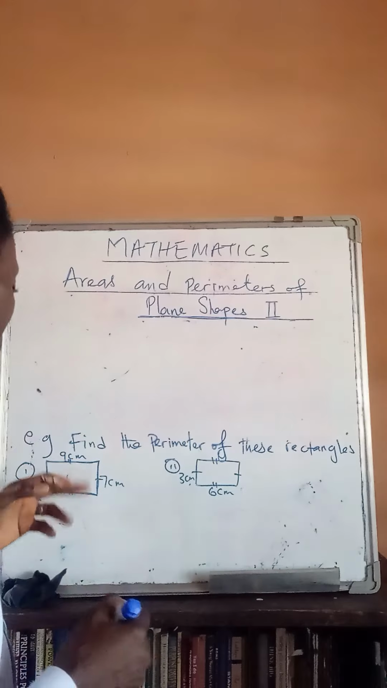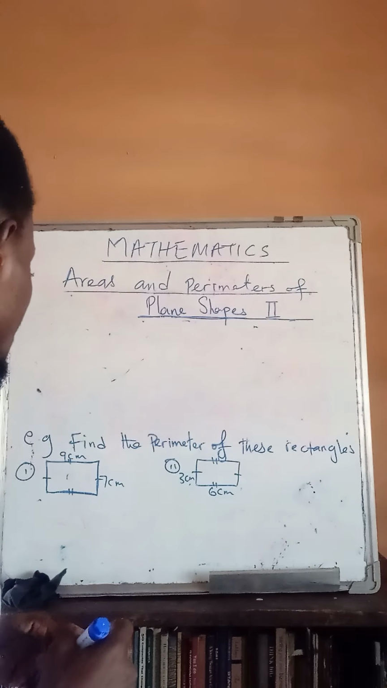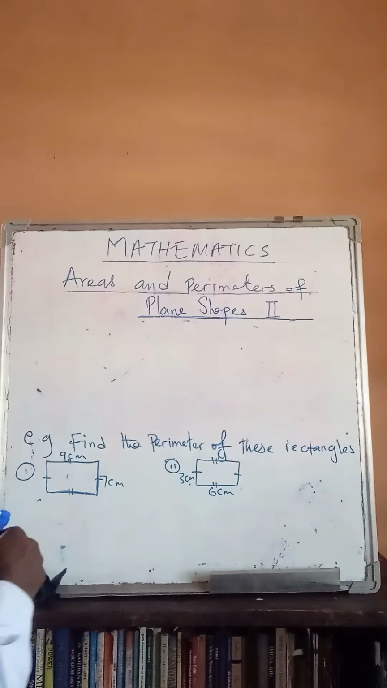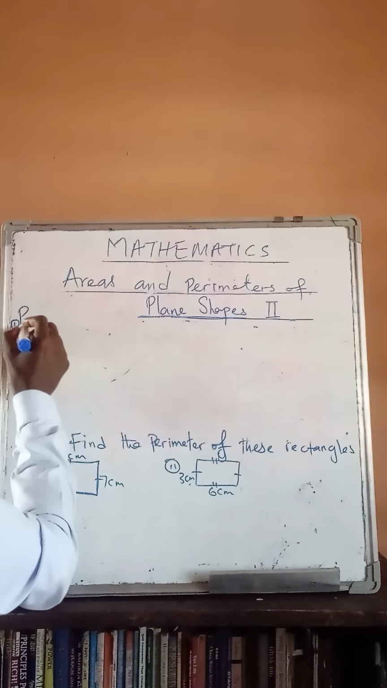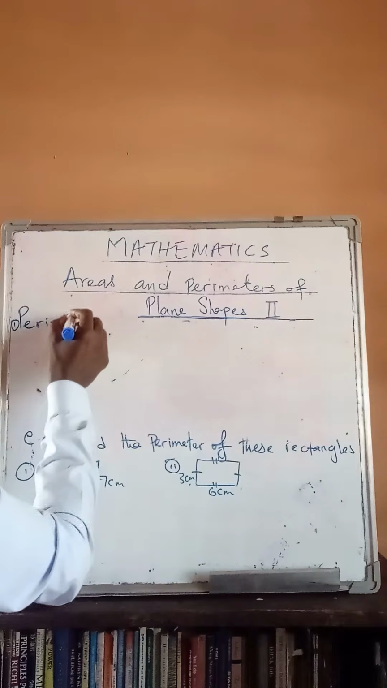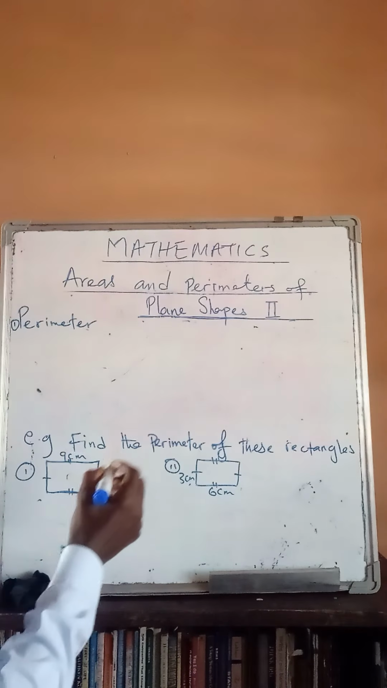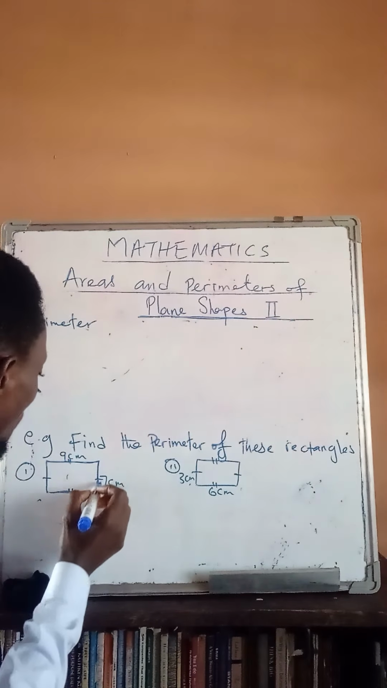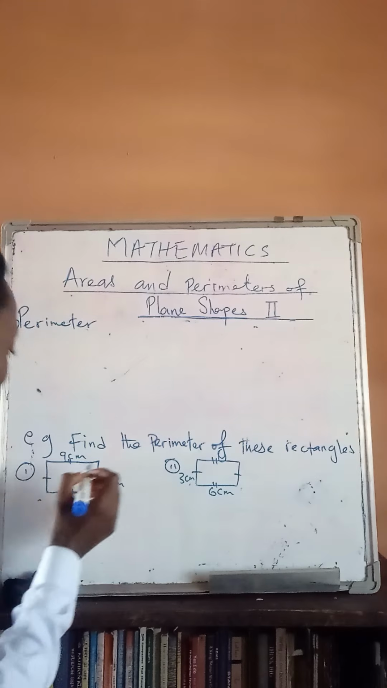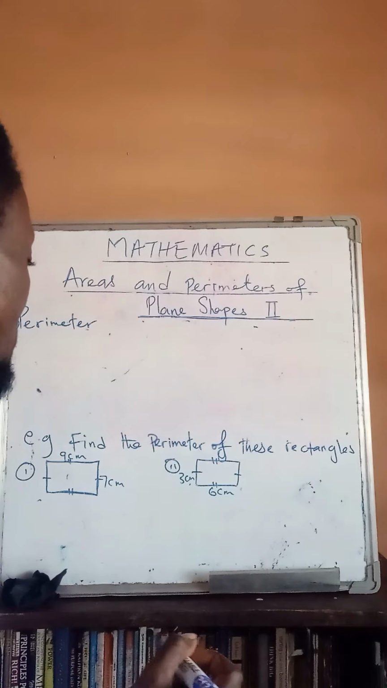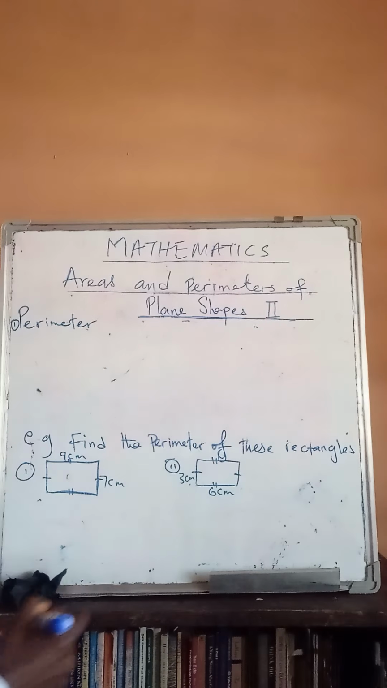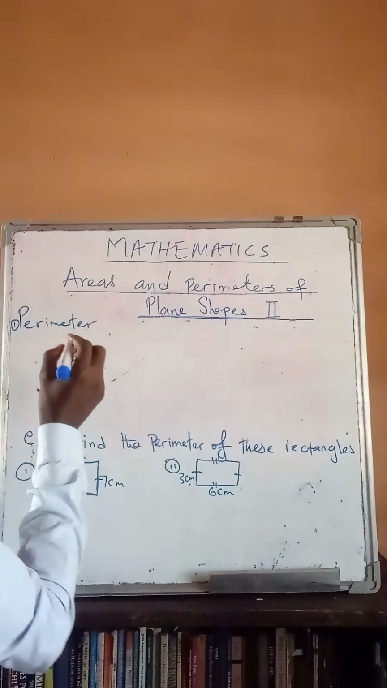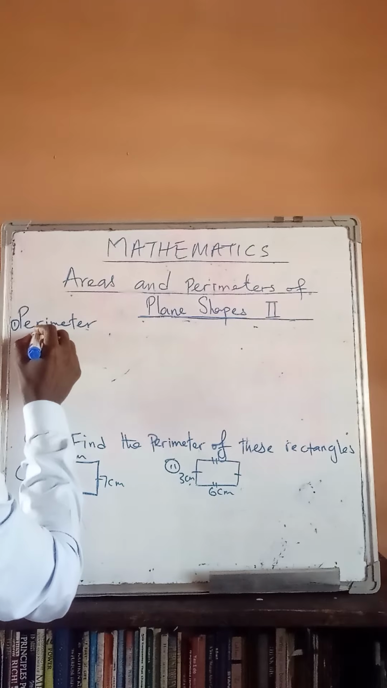Okay, now look at this given rectangle. If we were to look for the perimeter of this rectangle, for number one, perimeter means we are going to add up all of these sides together to get our perimeter. Okay, so now look at this.